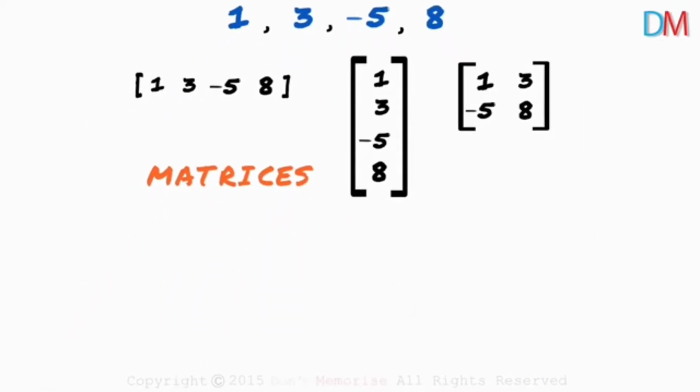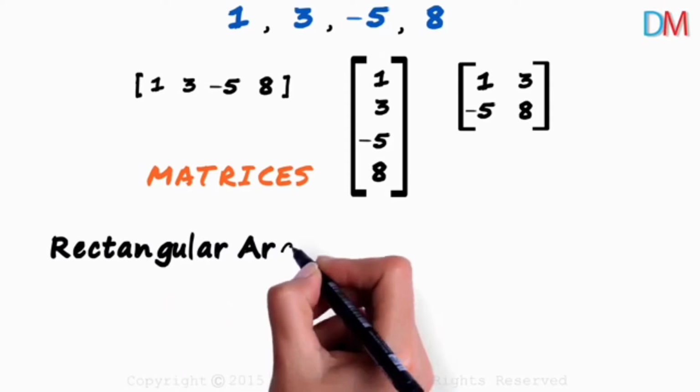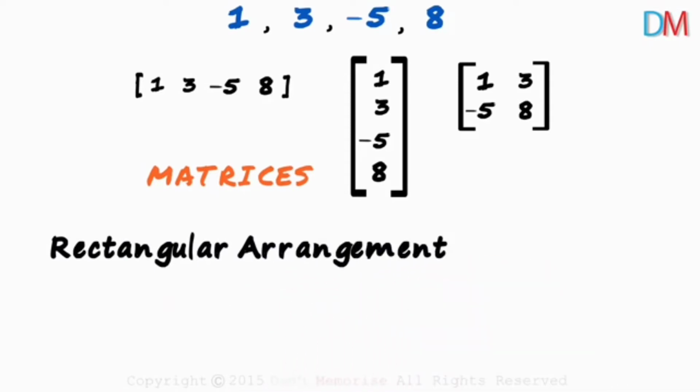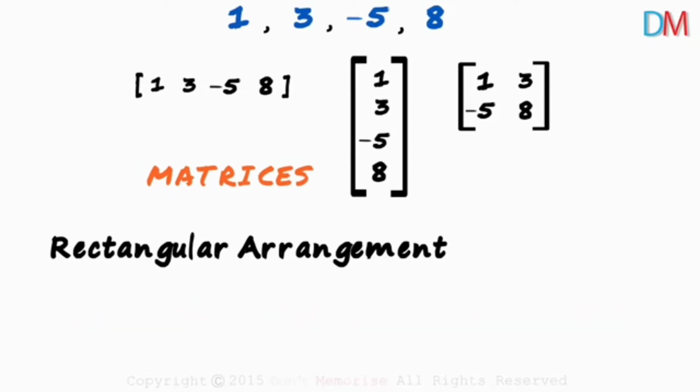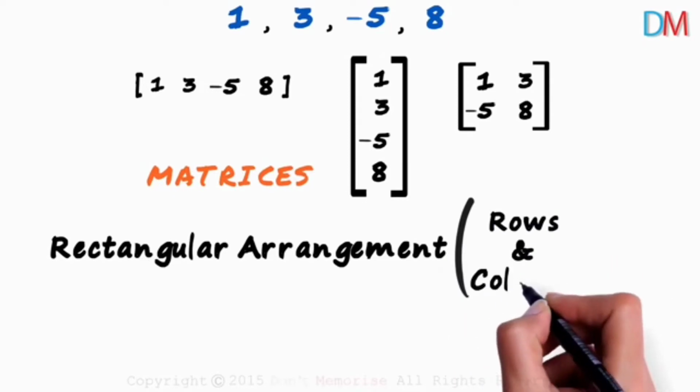We can say that a matrix is a rectangular arrangement. But a rectangular arrangement of what? It can be anything. Numbers, letters, other characters, anything. A matrix is made up of rows and columns. The first matrix has 1 row and 4 columns. The second one has 4 rows and 1 column. And what about the third one? It has 2 rows and 2 columns. So a matrix is just a rectangular arrangement of rows and columns.